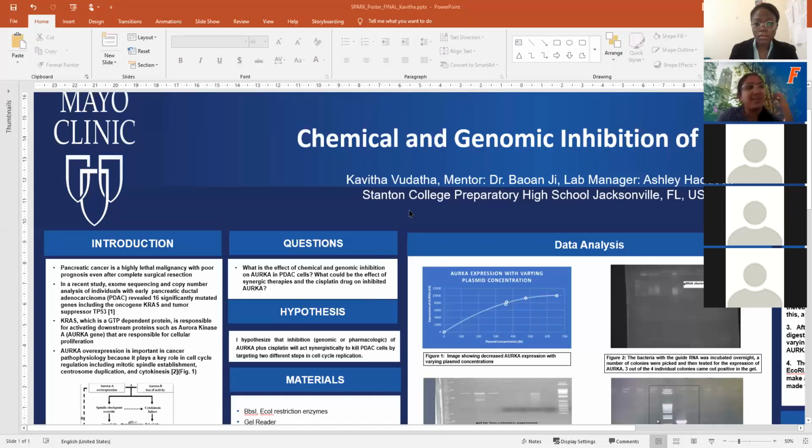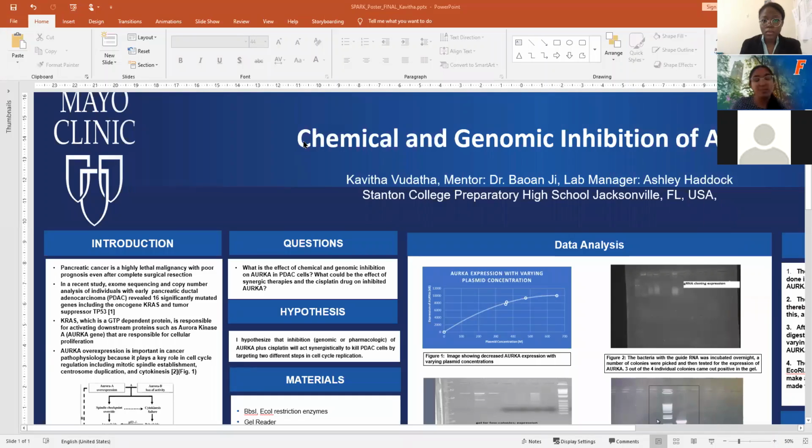Now I can point out something that you should probably do better on, since this was one of my first posters. My title is Chemical and Genomic Inhibition of Aurora. First of all, you may want to make a bigger, nicer title, in my opinion. It needs to be catchy, but at the same time informative enough that someone's going to stop and look at this.